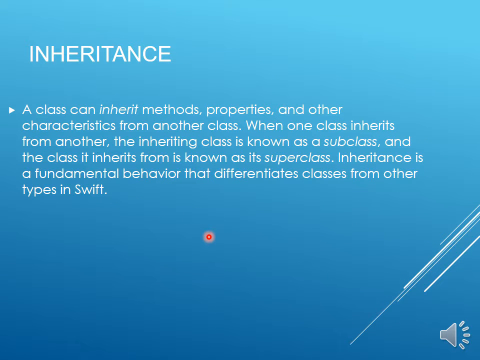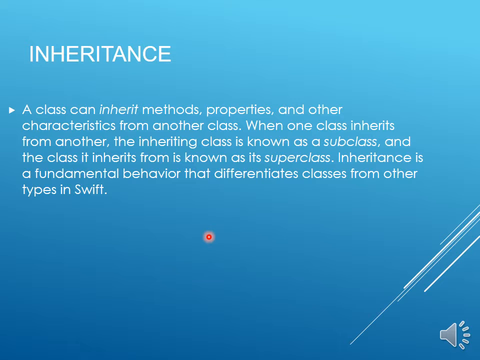So what is inheritance? A class can inherit methods, properties and other characteristics from another class. It means taking one property of one thing to another, or extending one category into different categories. We will call this inheritance. In classes, how can we use inheritance? We can inherit one or more classes from our one main class, or superclass, and we can create subclasses from that superclass. When one class inherits from another, the inheriting class is known as a subclass, and the class it inherits from is known as the superclass.